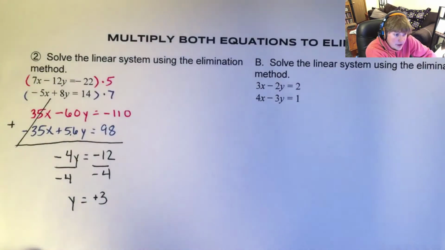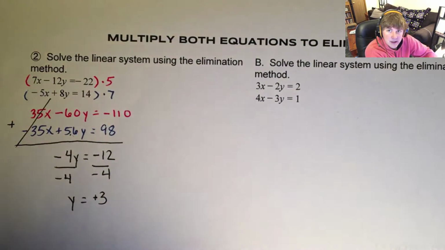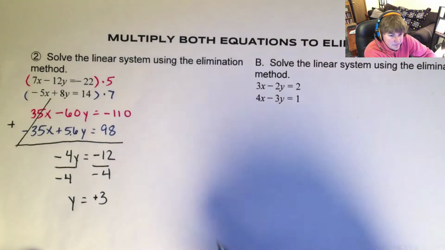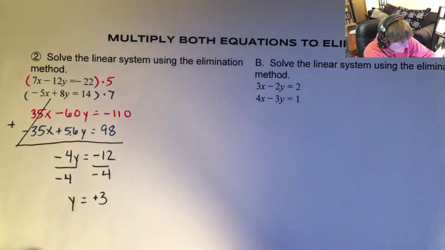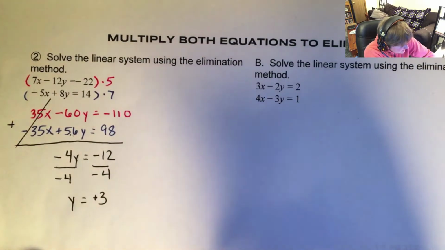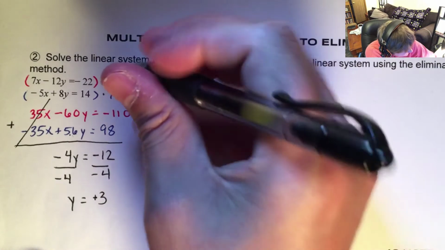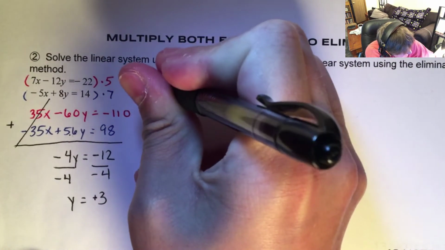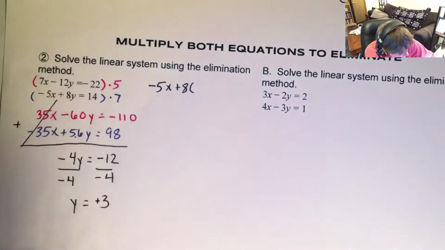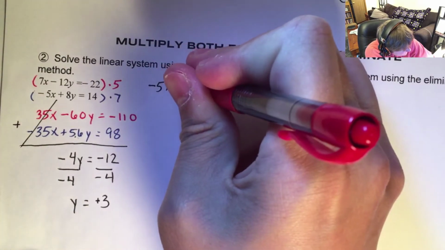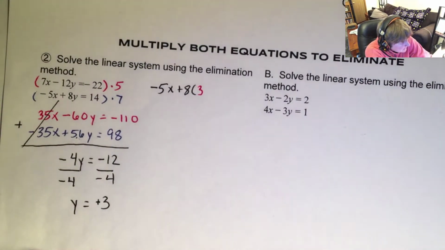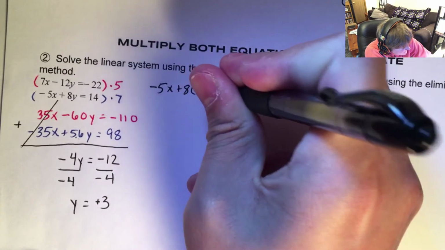Okay, from here, same thing. Plug it in, find your other solution. So I guess I'll just pick the bottom one. The numbers are a little bit smaller, it doesn't particularly matter. You could use the top one if you wanted to. So this is going to be negative 5x plus 8 times 3. All right, and that's going to be equal to 14.